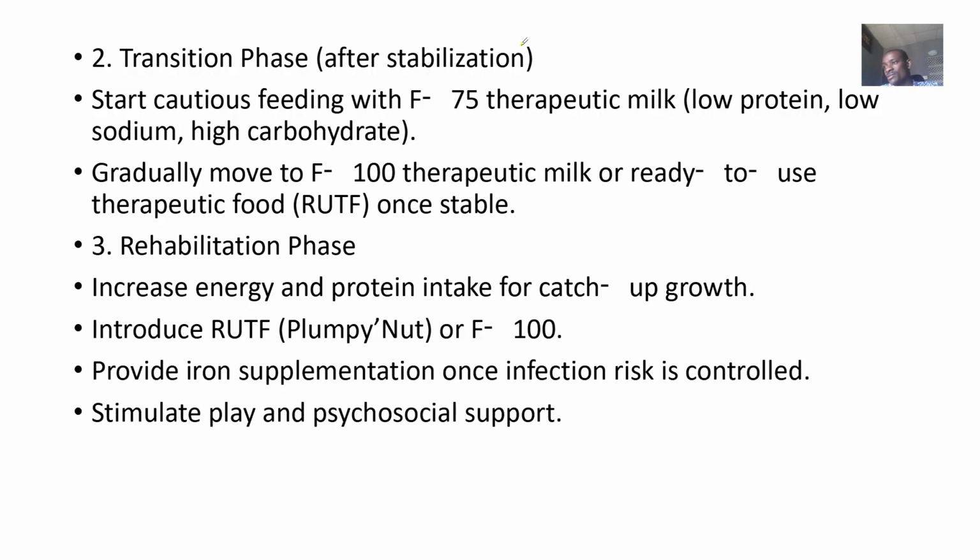So the transition phase is after you stabilize the patient. You start feeding them with F75 therapeutic milk, which has low protein, low sodium, and high carbohydrates. Then you gradually move to F100. Then the rehabilitation phase is when you increase energy and protein intake for catch-up growth. Then you introduce ready-to-use therapeutic foods. Then you provide iron supplementation. Then stimulate play and psychosocial support.